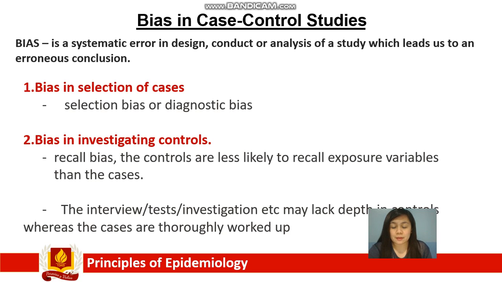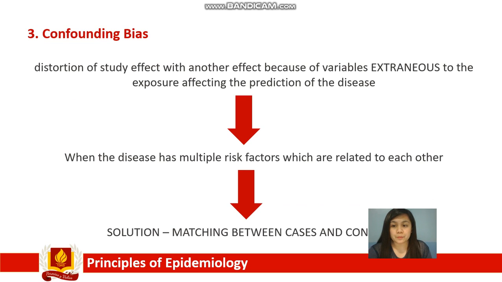First is the bias in selection of cases, where there is selection bias or diagnostic bias, and second, bias in investigating controls, where there is recall bias: the controls are less likely to recall exposure variables than the cases. The interview, test, or investigation may lack depth in controls, whereas the cases are thoroughly worked up.